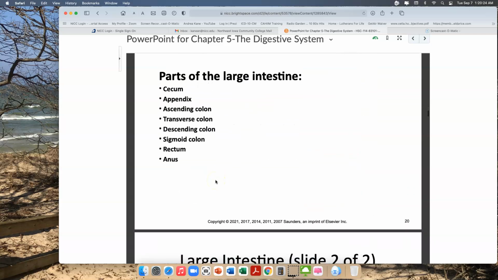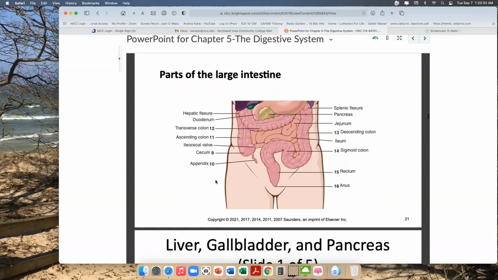Parts of the large intestine include the cecum, appendix, ascending colon, transverse colon, descending colon, sigmoid colon, rectum, and anus. And here's a visual for all of those. And it just shows you how those are laid out in the abdominal pelvic cavity.